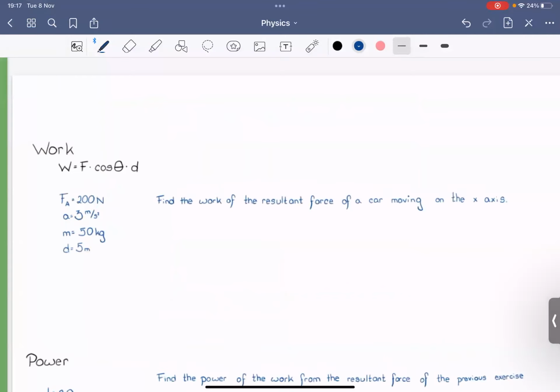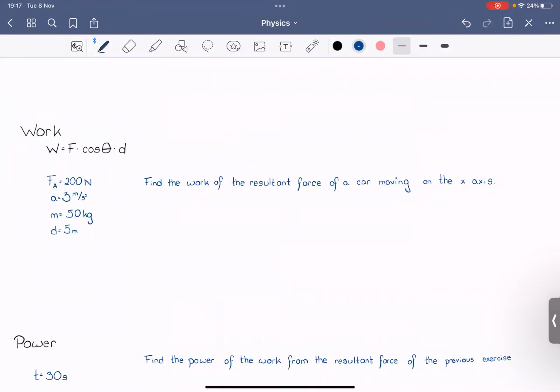First, we have work. Work has a unit of joules. Joules is also the unit of energy. And since they have the same unit, we're going to be talking about them together later on. But for now, we're going to stick with work by itself. All right. So work has a formula of force times cosine of our angle times our distance.